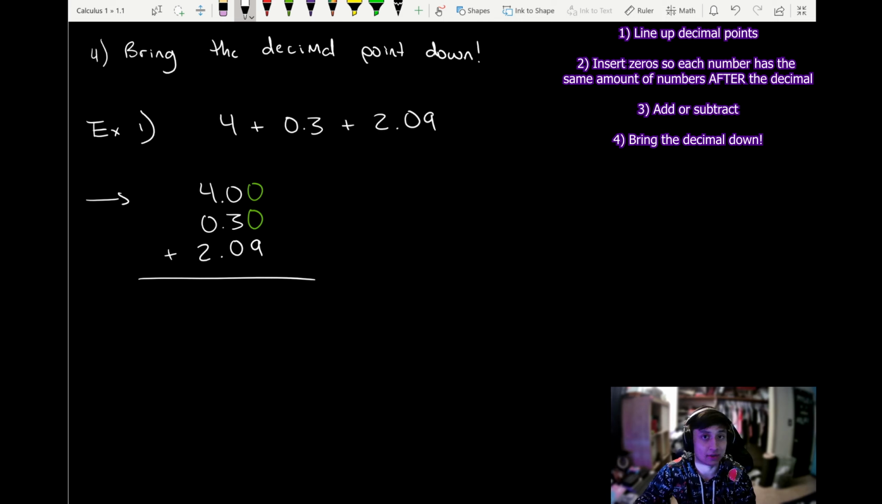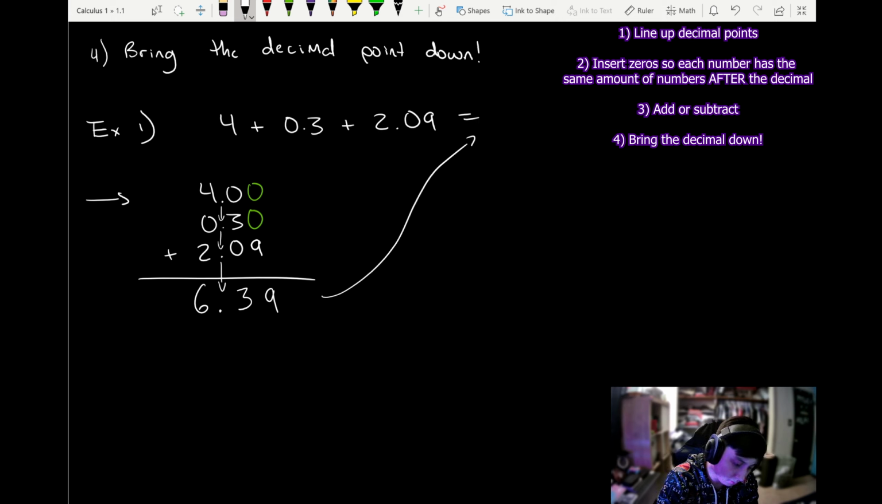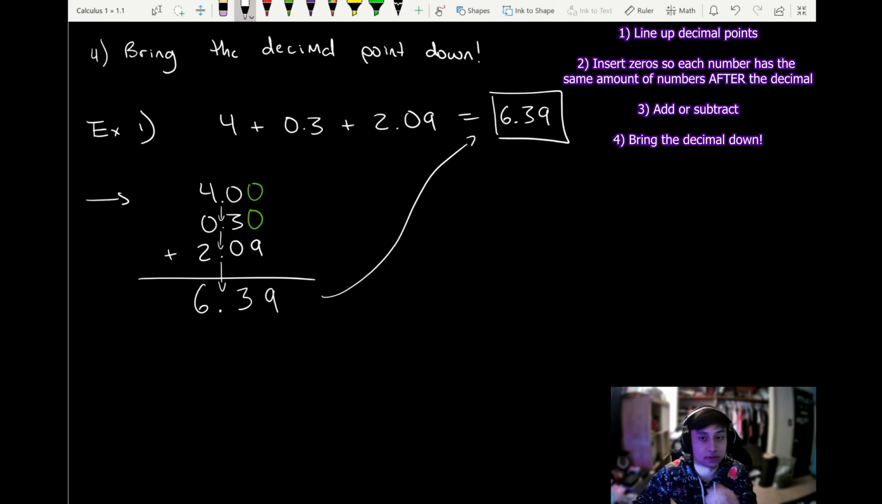The third step was add or subtract, right? Here we're adding, so we just add straight down like we normally would. 0 plus 0 plus 9 is 9. 0 plus 3 plus 0 is 3. And then 4 plus 2 is 6, right? So this says 639, but that's not quite correct, because then we just bring the decimal point straight down, right? Cool. So now we have our answer. 4 plus 0.3 plus 2.09 equals 6.39. I like to box my answers for organizational purposes. I think the teachers like looking at that.